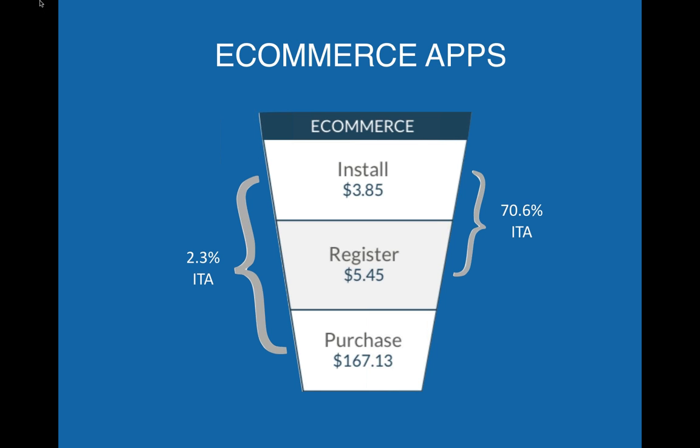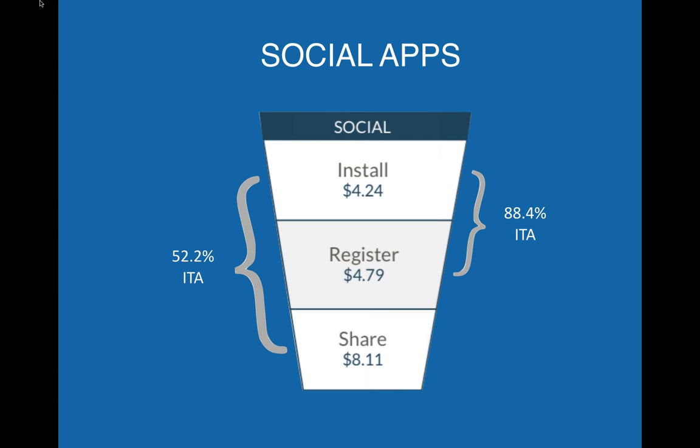So, all right, let's move on to social. Social data is very intriguing. We see an 88.4% install to registration rate, $8.11 for the first-time share to acquire a user who registers and shares the first time, and then we find that these users go on to share 19 times within the first 30 days post-install. So, from my perspective, it looks like app install ads are a great investment for social apps. What are your thoughts about this?